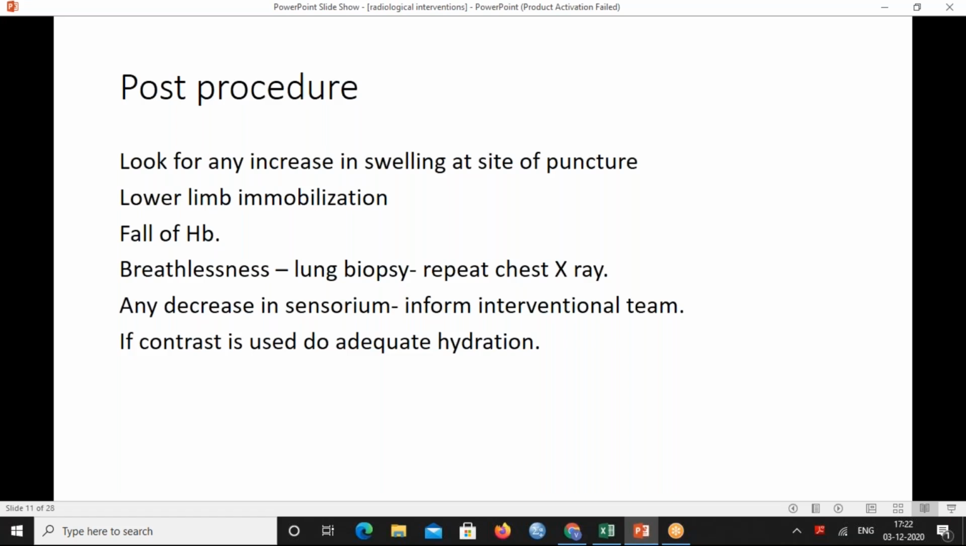And the lower limb, if the procedure is like angiography done from the right lower limb side, then the right lower limb immobilization for 6 to 8 hours is mandatory and should be done. It should be told to the patient and also to the attendant to hold the right limb immobilized for 6 to 8 hours. Look for any fall of hemoglobin if the patient is involved.